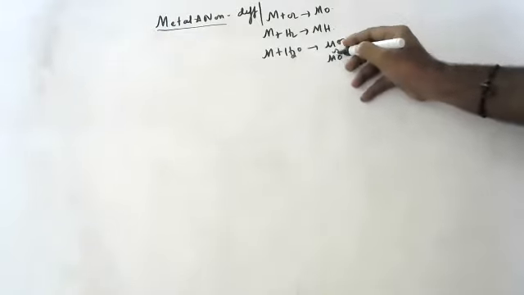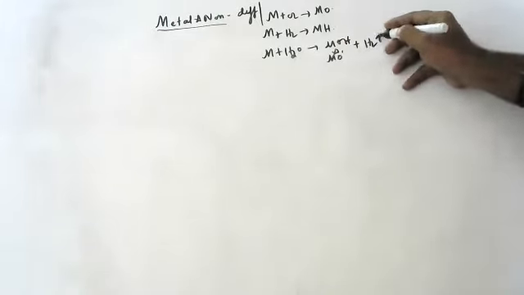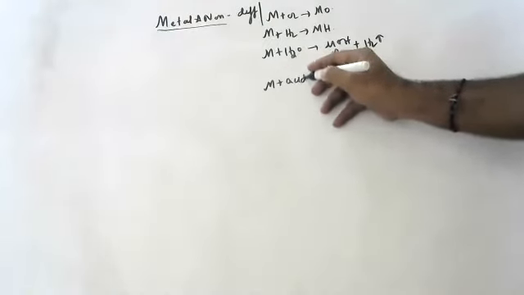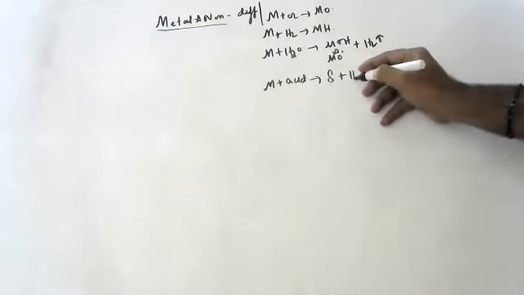Metal plus water, what will they give, children? Metal hydroxide, or metallic oxide plus hydrogen. Metal plus acid gives what, I said, children? Salt plus hydrogen gas.